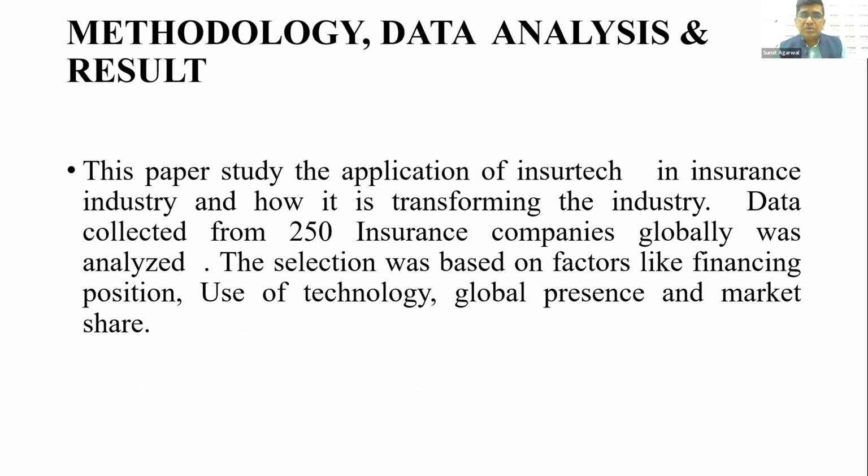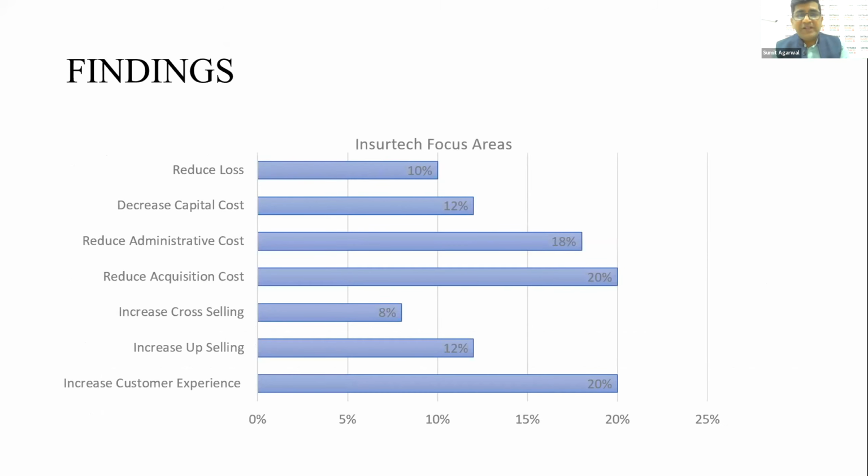The methodology used was that I collected data from 250 insurance companies globally with the help of Google Forms. When the data was analyzed, the first finding was regarding the focus area of InsurTech: what are the various areas in insurance processing where InsurTech is focusing? As you can see on the slide, the major areas are reducing the acquisition cost, increasing customer experience, decreasing capital cost, reducing loss, increasing cross-selling, and increasing upselling. That was my first finding.